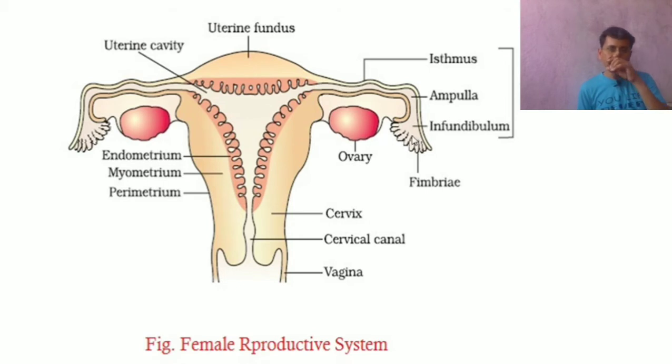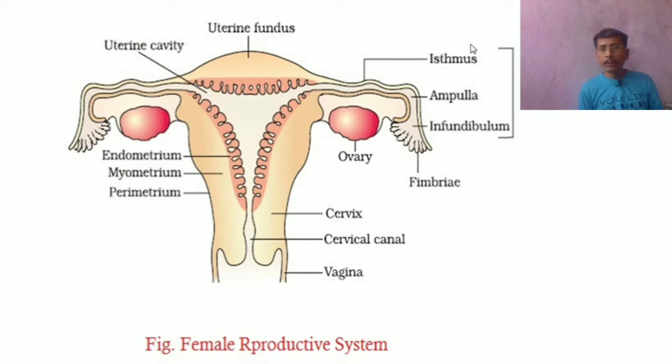Then the next part of the fallopian tube is the ampulla. The ampulla is a small swelling part of the tube, and it is responsible for fertilization. That means the egg coming from the ovary enters into the ampulla. Then if the sperm comes from the genital tract into the ampulla region, here fertilization takes place. Actual fertilization takes place inside the ampulla. Then the next part is the isthmus. The isthmus is the long tube which connects to the uterus.